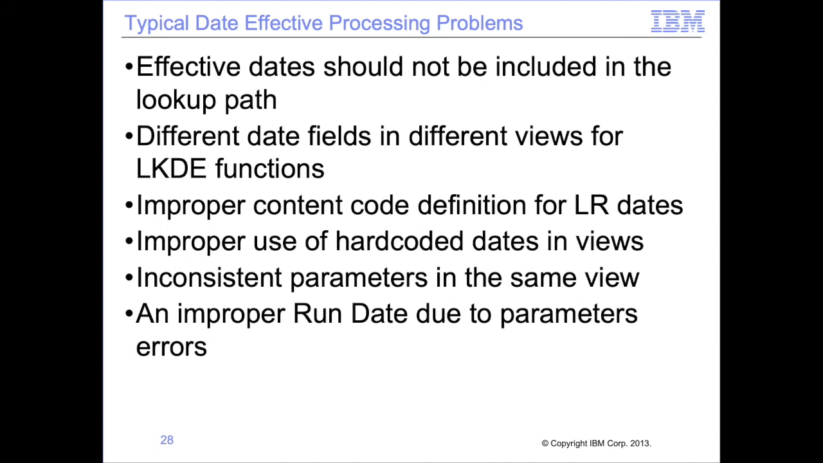Improper content code definition for LR dates, either the join or the event LR, such as MMYYDD, will result in not found conditions. Views can be hard-coded with effective dates rather than using the run date parameter or a field value. Because each use of the lookup path contains an effective date in the view, inconsistent use of constants, run dates, or field values can provide unexpected results. Improper parameters passed to GenevaERS can set an incorrect run date.